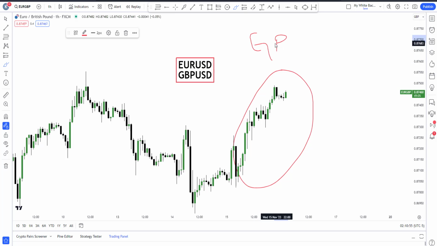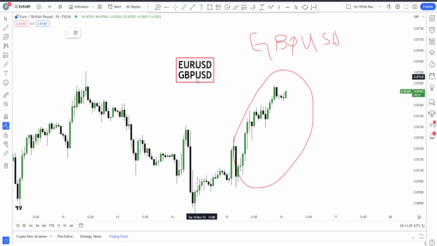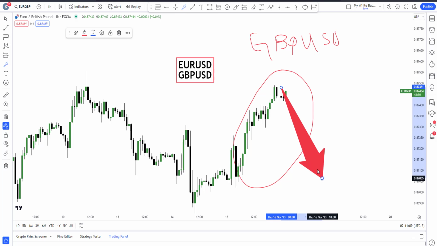All right, GBP/USD should be the best currency pair you should be trading. So if you're going bearish on GBP/USD, you are saying that USD is strong, so GBP is much weaker in this entire correlation. And then don't forget your economic calendar.